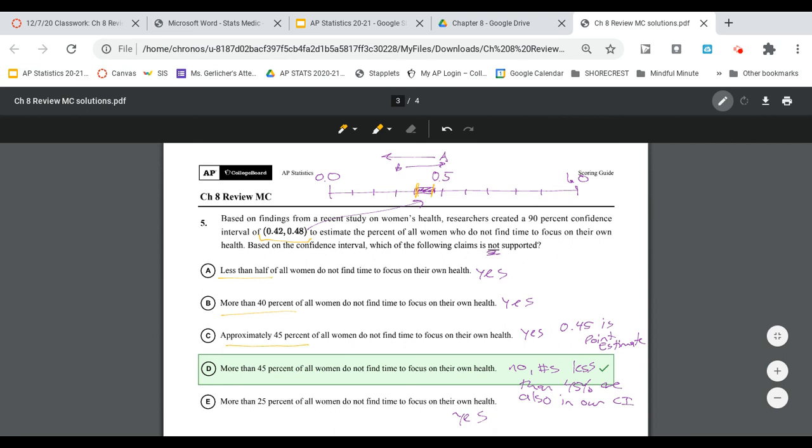0.45. Not more than 45%, because more than 45% is like right in here, right? And so it's saying these guys, but it's ignoring all the ones below that. We find it plausible that it could be 44%, 43%, 42%. Doesn't have to be more than 45%. And then more than 25% of all women, yeah, between 0.42 and 0.48, that is for sure more than 25%. Okay.